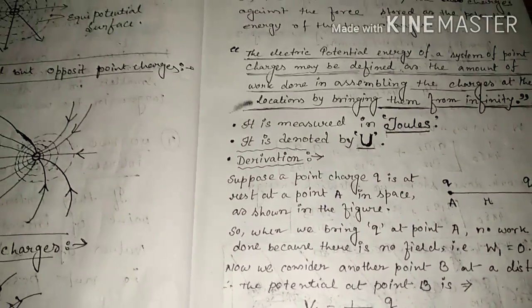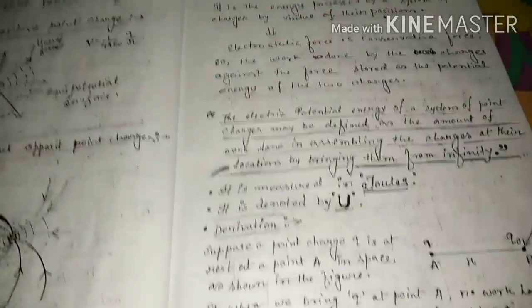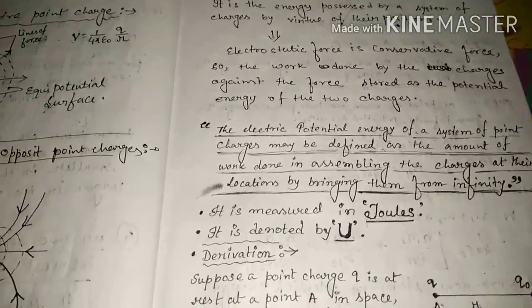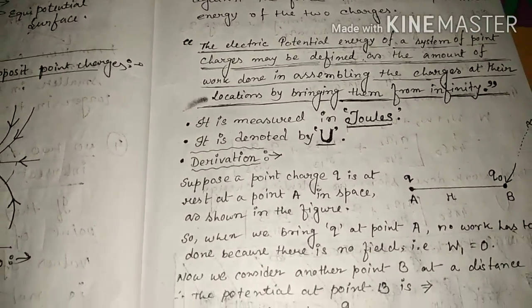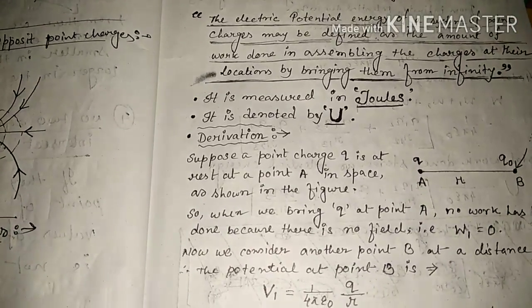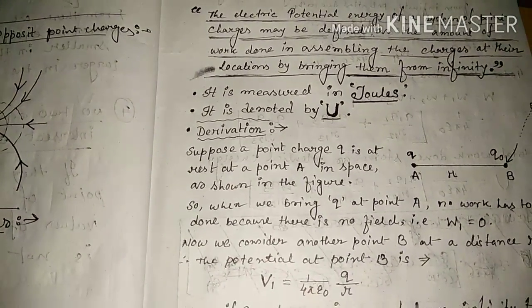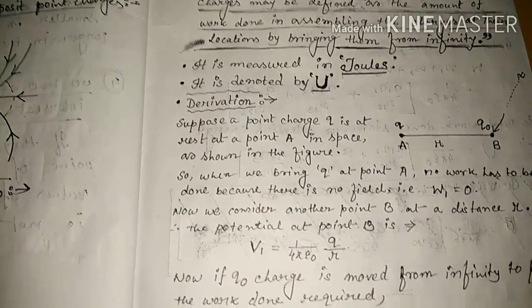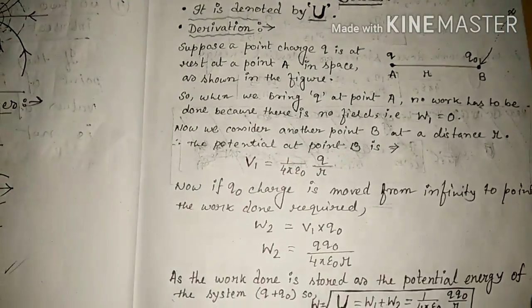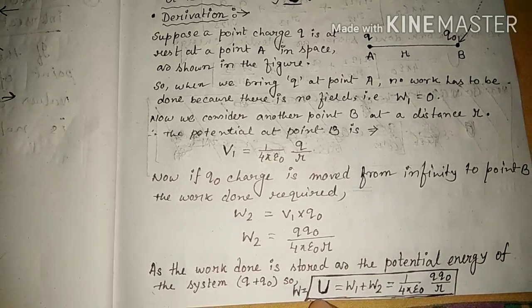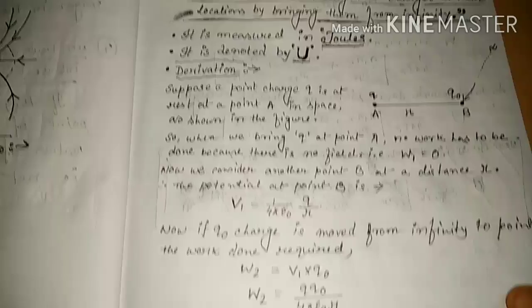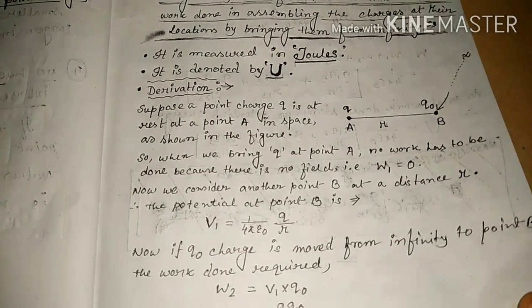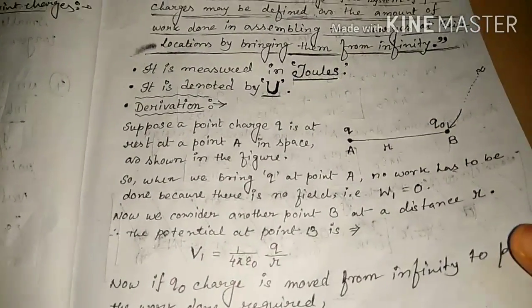Understand? So potential energy is the energy possessed by a system of charges by virtue of their position. We know that electrostatic force is a conservative force, so work done by the charges against the force is stored as potential energy inside the charged bodies. It is measured in joules. It is denoted by U, and the potential energy of a two-body system is U equals 1 by 4 pi epsilon naught Q naught by R. This is for a system of two charges.